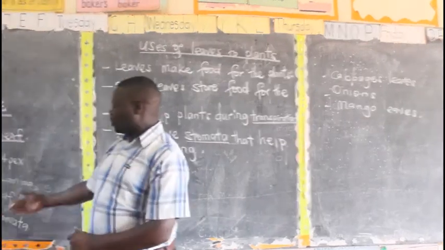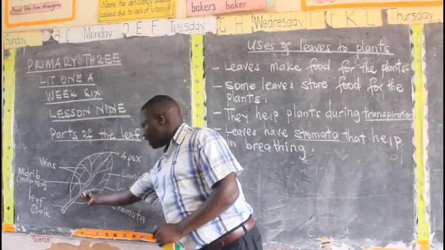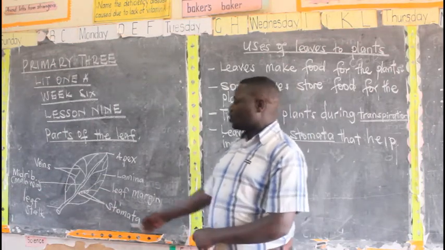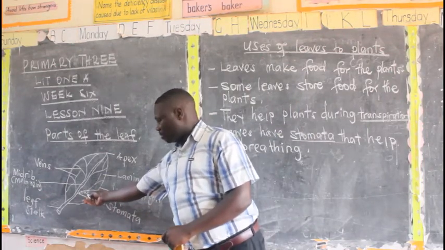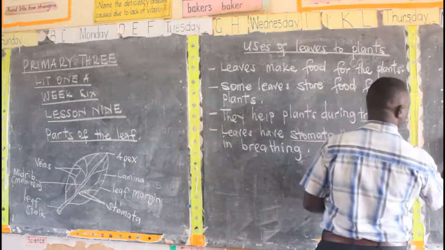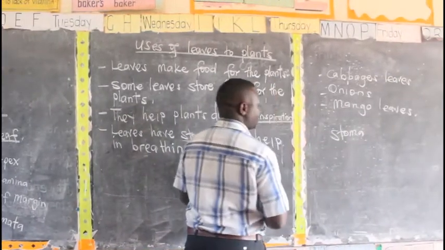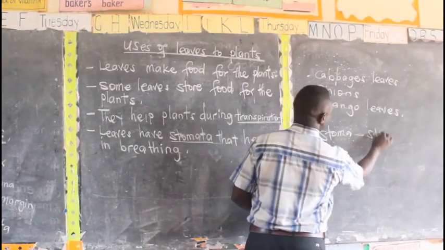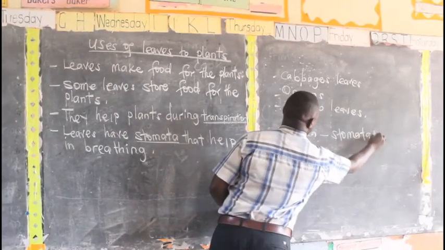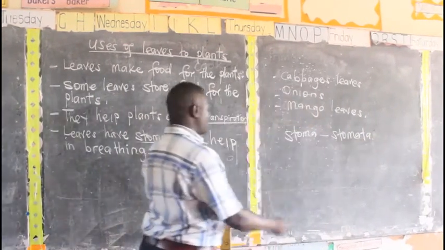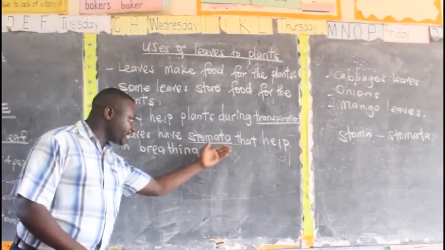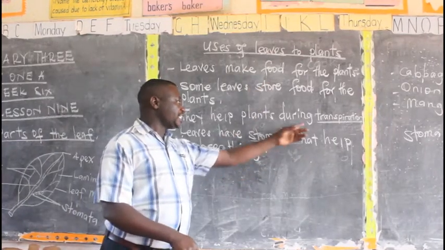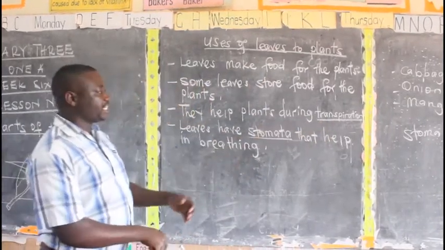And when you go back to our structure, these structures here indicate stomata. We don't say stomatas. Stomata is the plural form of the word stoma. When it is one, you say stoma. But the plural form of stoma is stomata. Don't say stomatas. It will be very wrong. So the leaves have stomata that help in breathing. We are going to look at this in detail in our coming 10th lesson.